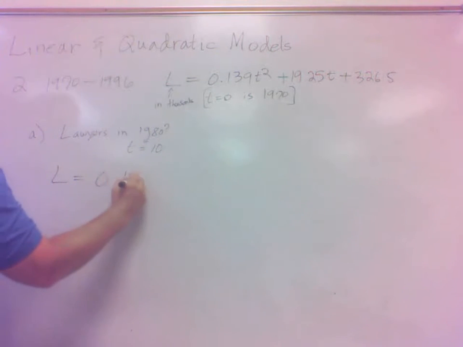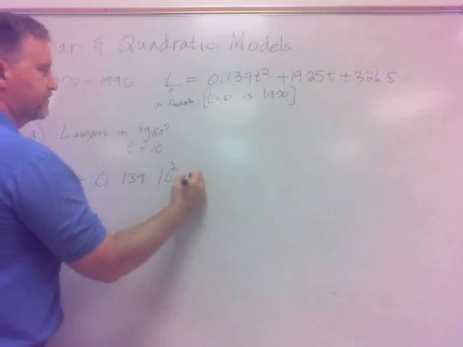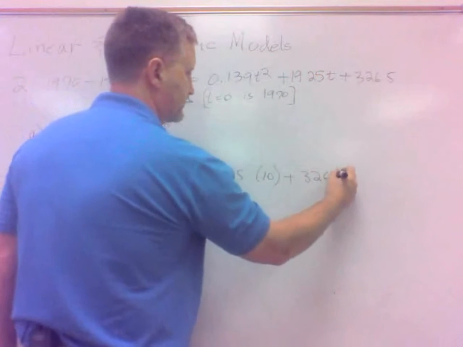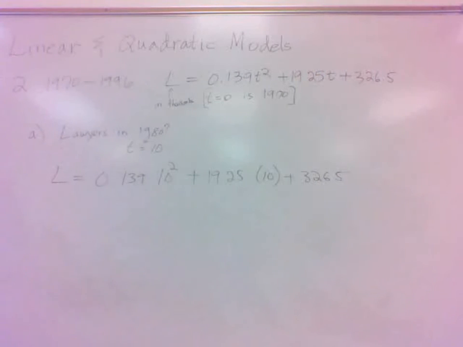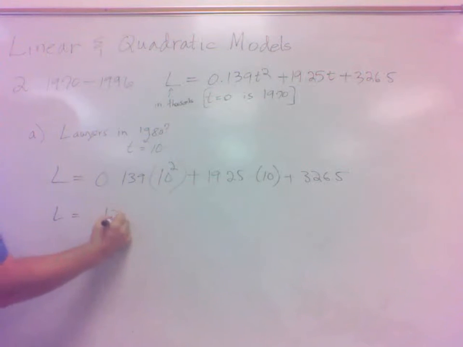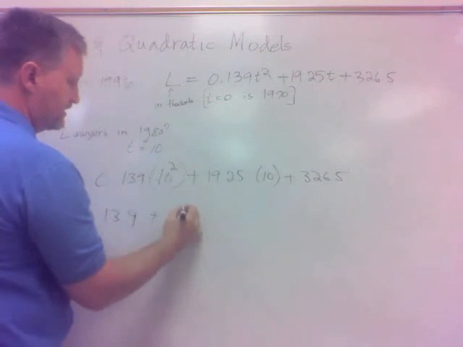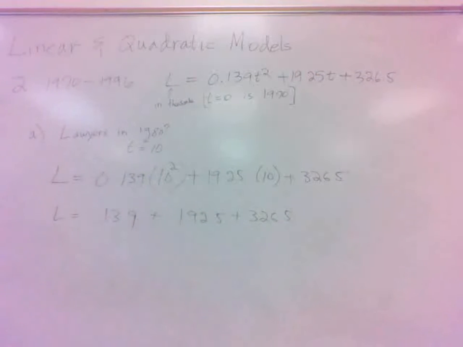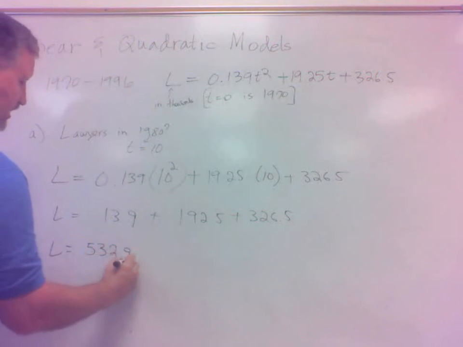So I have L equals 0.139 times t squared, plus 19.25 times t, which is 10, plus 326.5. So if I multiply and add all that out, what do I get? That's 0.139 times 100. 10 squared is 100, so that'd be 13.9. 19.25 times 10, that'd be 192.5, and then 326.5. Add that to that. What does that give me? 13.9 plus 192.5 plus 326.5 is 532.9. And L is in thousands here.